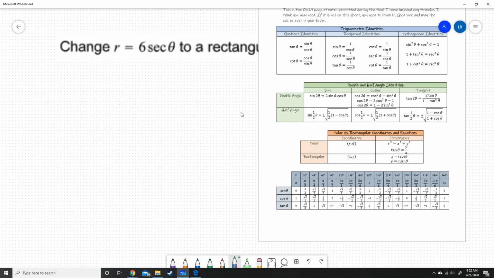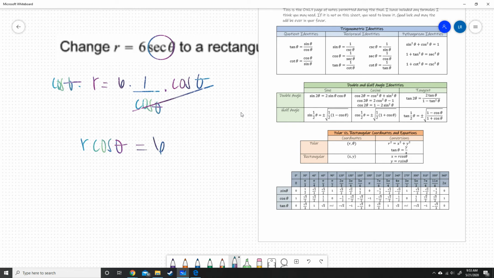The first thing that I notice is that I have a secant of theta. Well, that secant of theta I could change into 1 over cosine, so I would have 6 times 1 over cosine of theta. If I multiply cosine of theta to both sides, this goes away, and I have r cosine of theta equals 6.